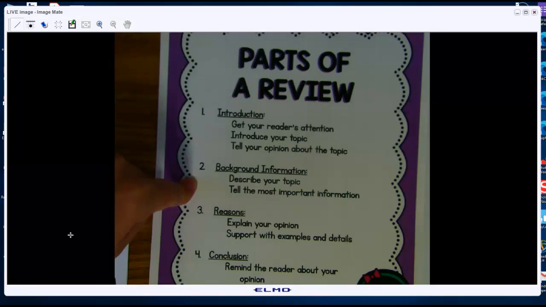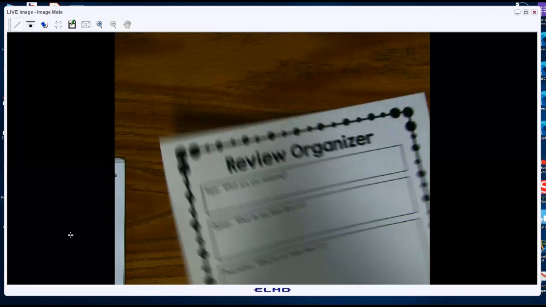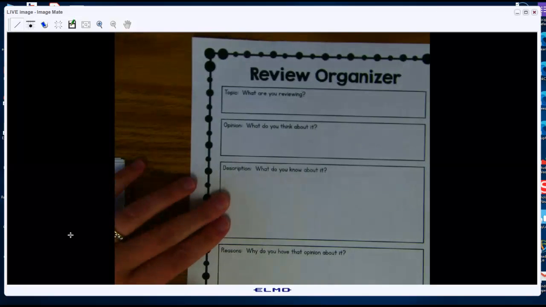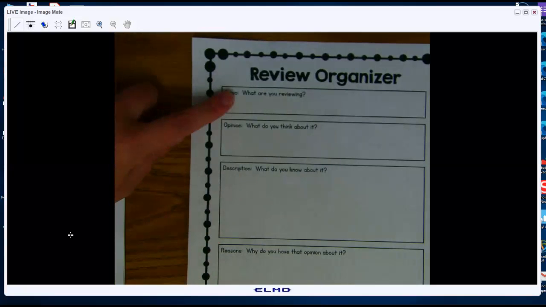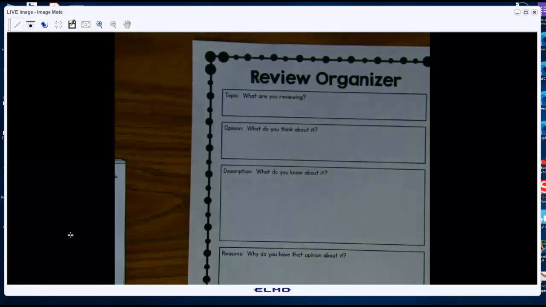But before we get out our reviews and we write about some more information, we're going to work on this number 2 part of our review, which was this box right here. Because we started with what we were reviewing, just the name, then our opinion, and then our description. But when we describe something, we use adjectives.